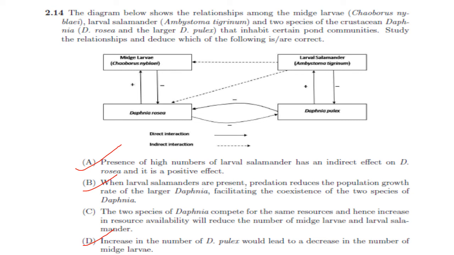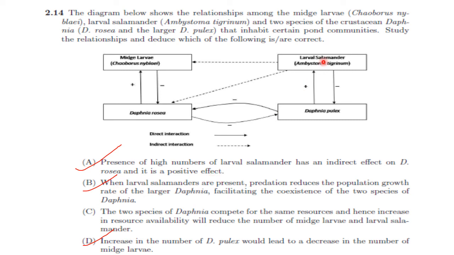The diagram below shows the relationships among the midge larvae, larval salamander, and two species of crustacean Daphnia that inhabit certain pond communities. Study the relationships and deduce which of the following is or are correct. The dotted lines represent indirect interaction, and those which are not dotted straight lines represent direct interaction.